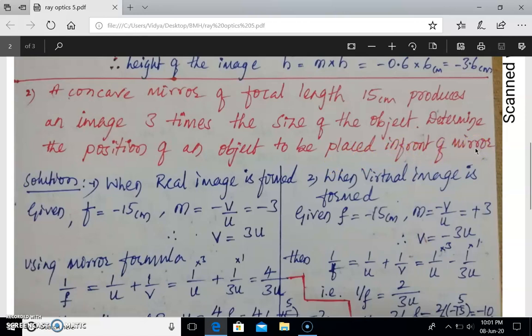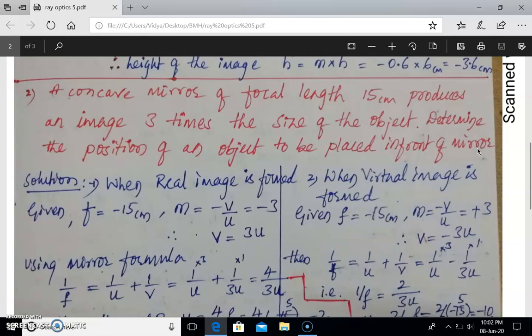So in this particular numerical sum, the given mirror is a concave mirror of focal length 15 centimeter, and when the object is placed in front of the mirror, the height of the image produced by the mirror is 3 times the height of the object. Suppose the object height is say 3 centimeter, the image height will be 9 centimeter, like that.